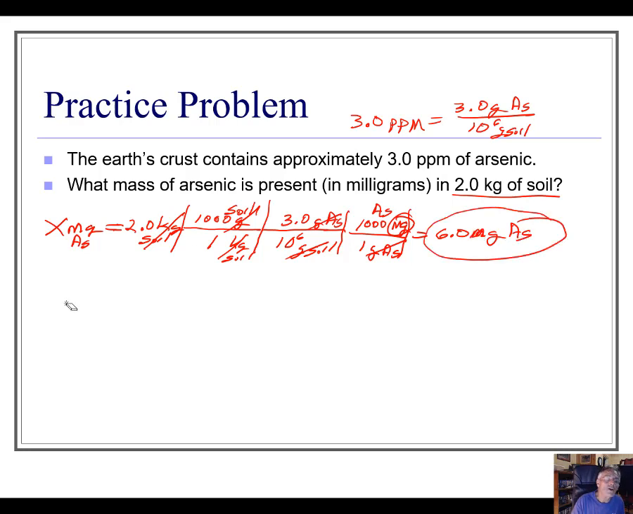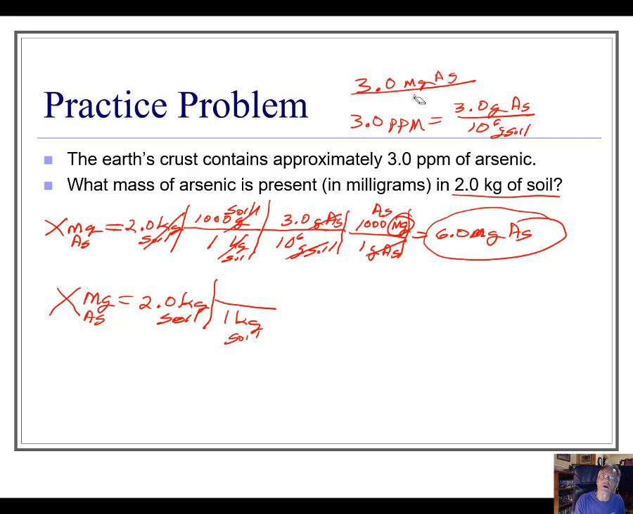There's an easier way to do that using the milligram to kilogram ratio. We're still looking for milligrams of arsenic. We've still got 2.0 kilograms of soil here. And so we're going to have 1 kilogram of soil. And since it's 3 parts per million, what we are saying is that 3 parts per million is 3 milligrams of arsenic per 1 kilogram of soil.